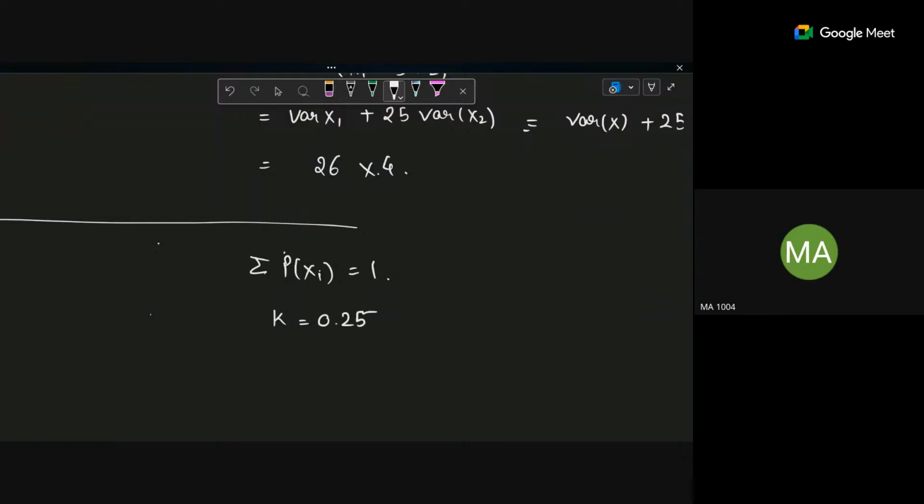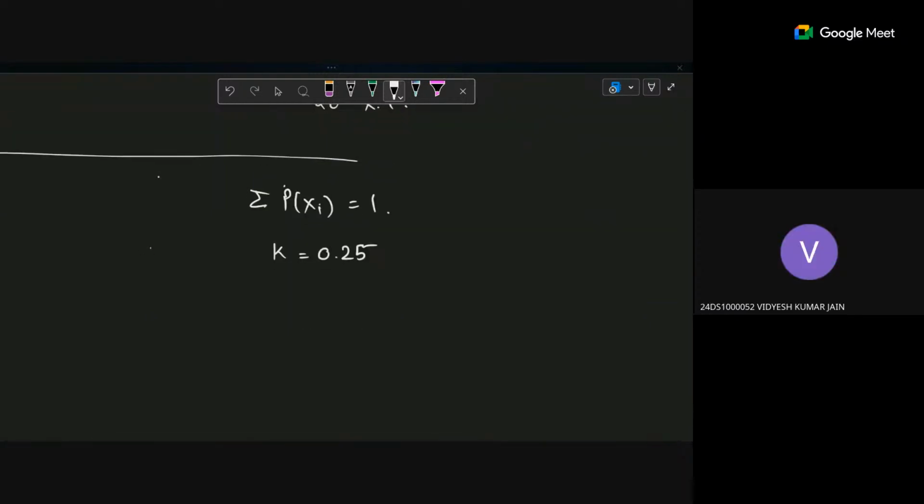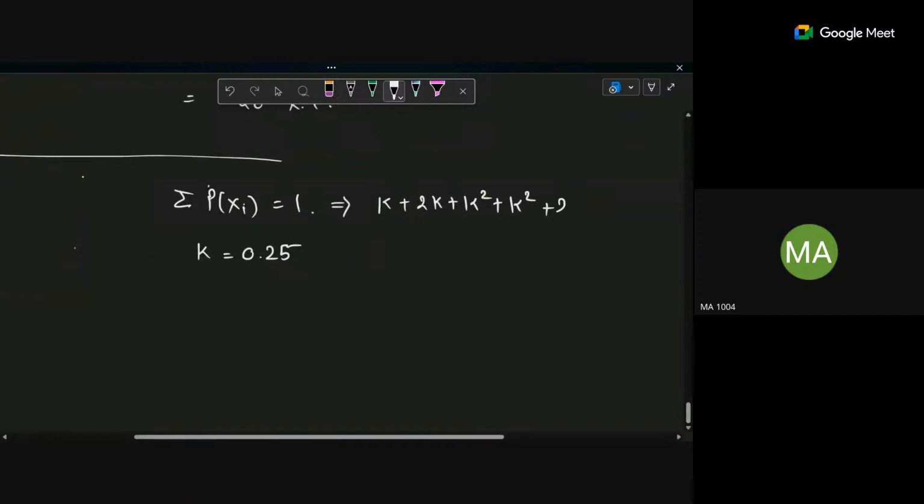What about the next one? Ma'am, can you please tell? We have to add everything and equate to 1. It will not take much time. Let me just show you. What are the values? k plus 3k plus 4k plus 2k square plus k square plus k square plus 2k square is equal to 1. So this is nothing but 4k square plus 3k minus 1.